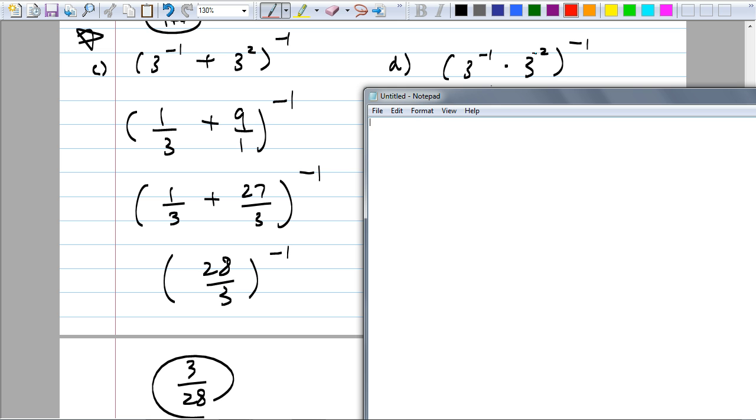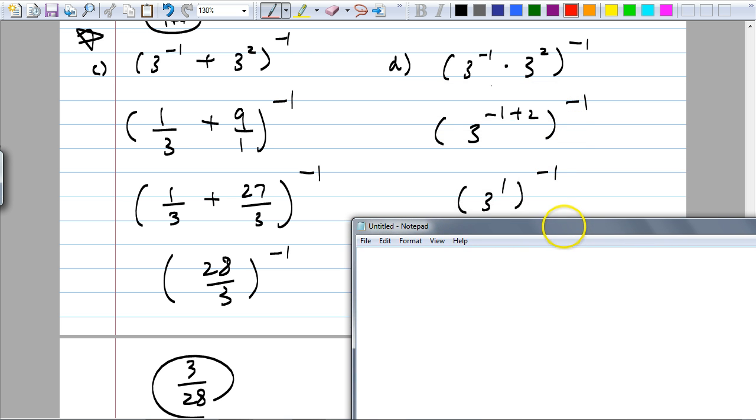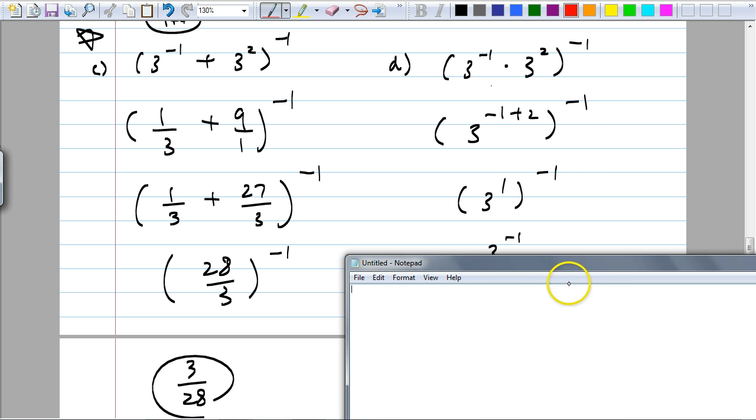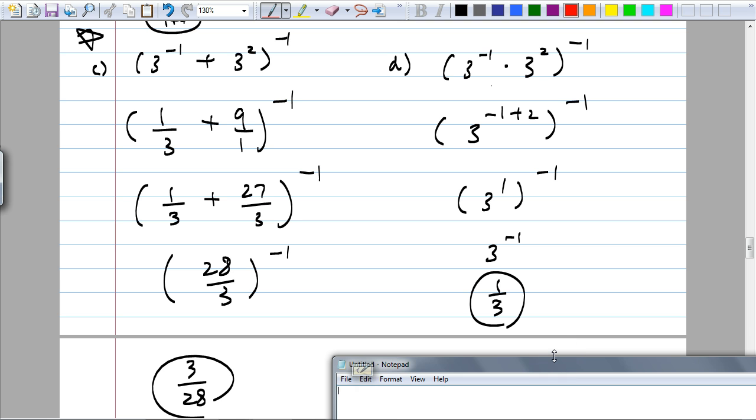Joseph, what do we get inside the parentheses? Don't do everything yet. Just what is 3 to the negative 1 times 3 squared? 3 to the first power. And of course, this whole thing becomes 3 to the 1, to the negative 1 power. So you're right, it's 1/3. How many forgot 1/3 as the answer? Easy enough? Very good. Let's look at some of the other examples and we'll be done.